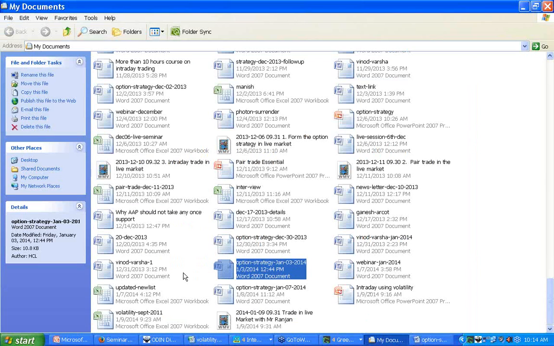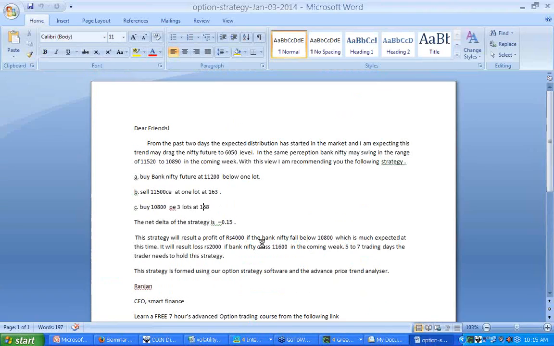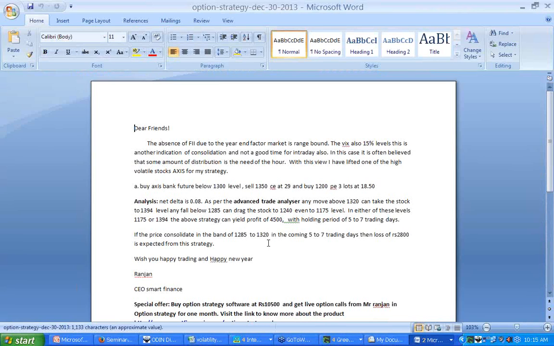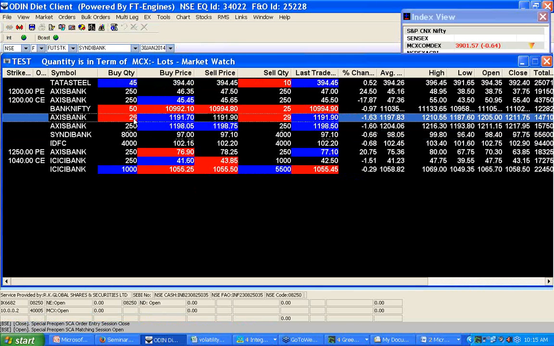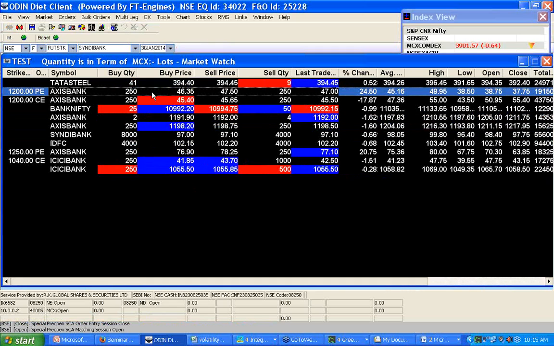Before that, on December 30th, I also gave one strategy for January. Buy this one at 1300 level, sell 1350 call option and 1200 put option at 3 lots of 18.5. So from 1300 level to 1200 level, 100 rupees you are losing here. However, the 1350 which you have sold at 29, let me see at what price it is quoting.